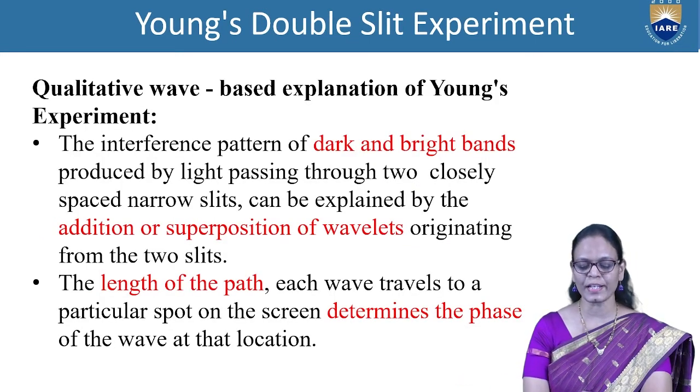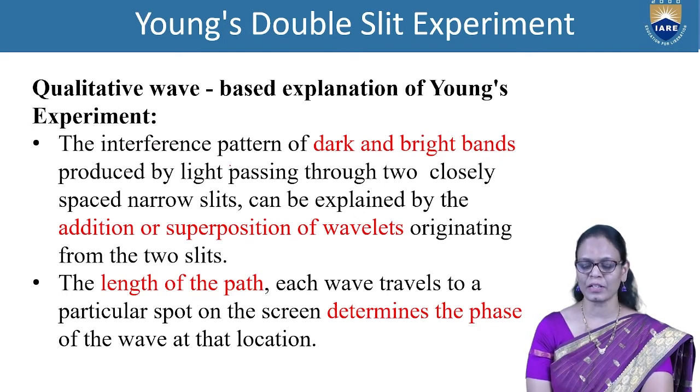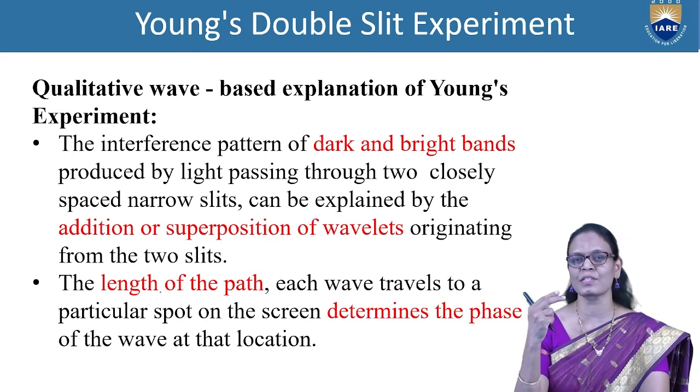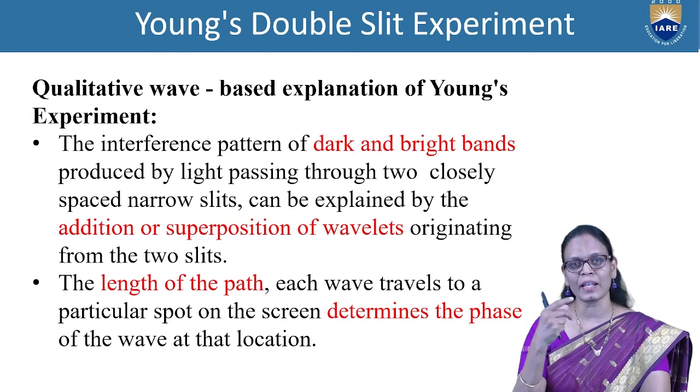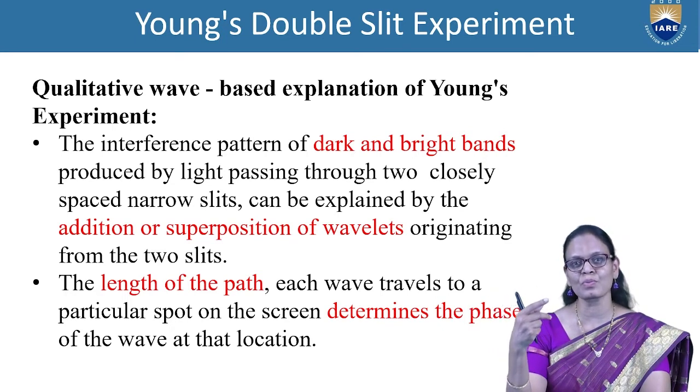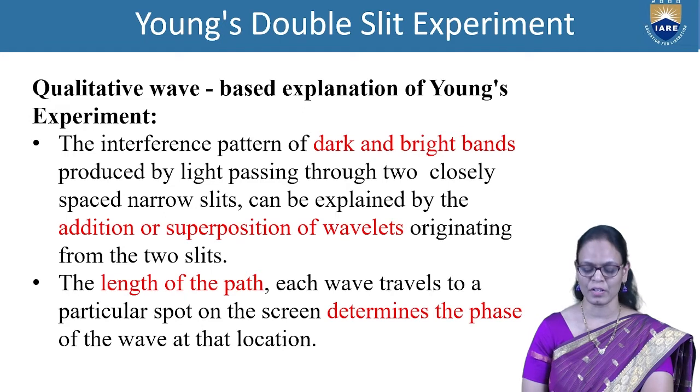Now we will see the qualitative wave-based explanation for Young's experiment. The interference pattern of dark and bright bands produced by the light passing through two closely spaced narrow slits can be explained by the addition or superposition of wavelets originating from the two slits. What we have considered here is a source. Light coming from a source is passing through two slits which are placed equidistant, and the light coming out from these two narrow slits will interfere with each other, and then you will have the interference pattern.